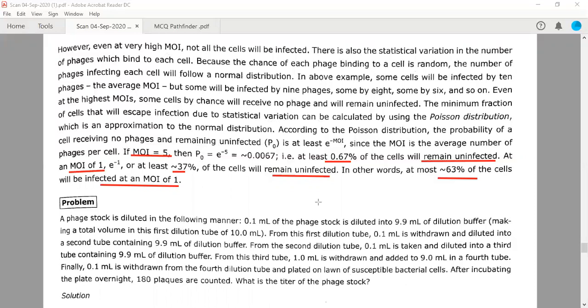Now we have one problem. So let's solve two problems. Then you will be familiar with these types of problems, and how many types of questions can be asked, right?